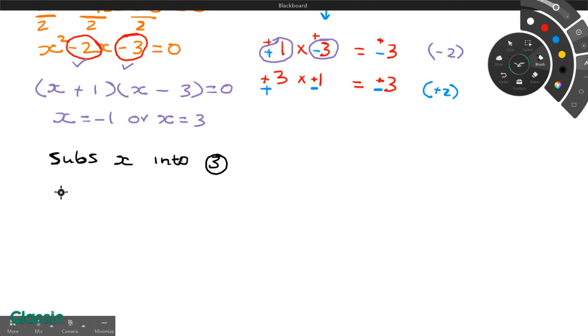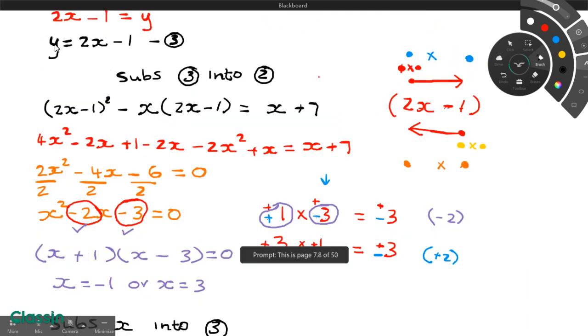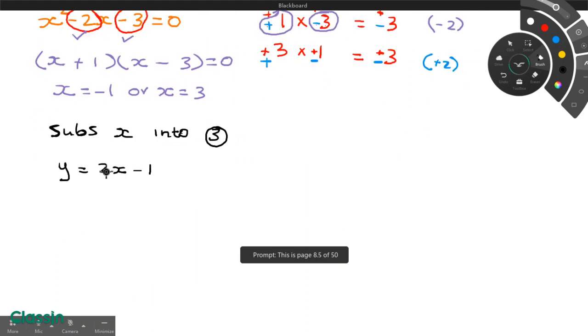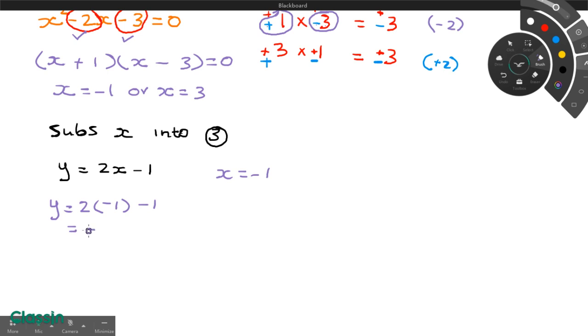What is your equation 3? Y is equal to 2x minus 1. I'm not sure if I'm correct. 2x minus 1. Y equals 2x minus 1. So we are going to check which x we are going to substitute. If I substitute x equals negative 1, it means that my y is going to be 2 times negative 1 minus 1. When I take the calculator, I get negative 3. It means that y is negative 3.